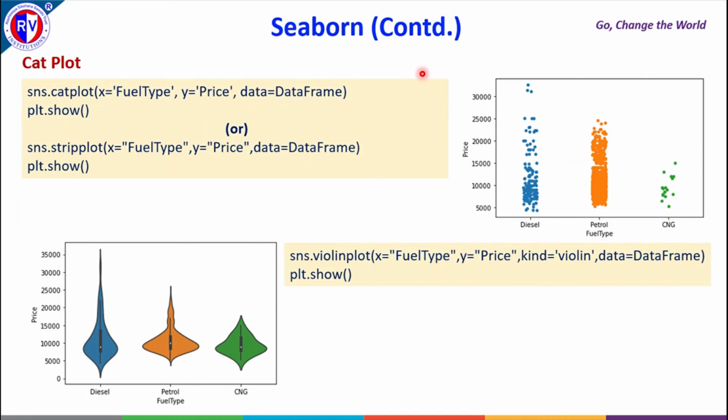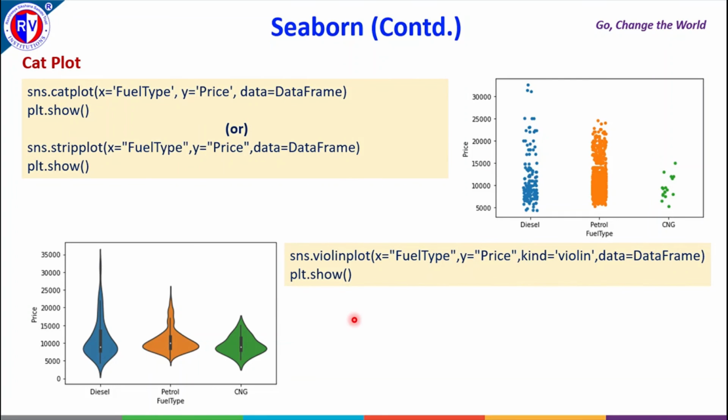As I told at the beginning, Seaborn is going to provide a huge number of plot types. Here we have two different plot types: one is the cat plot and the other is the violin plot. The cat plot or the strip plot is similar to the bar chart, but the data is represented in the form of small dots or circles.